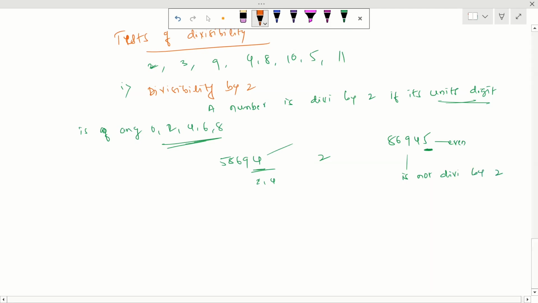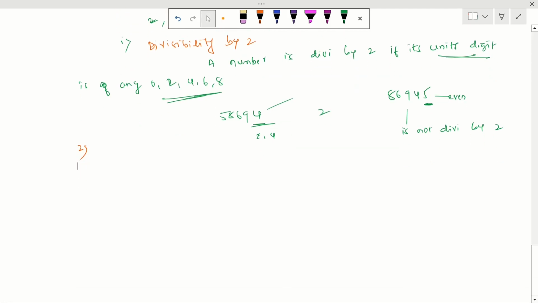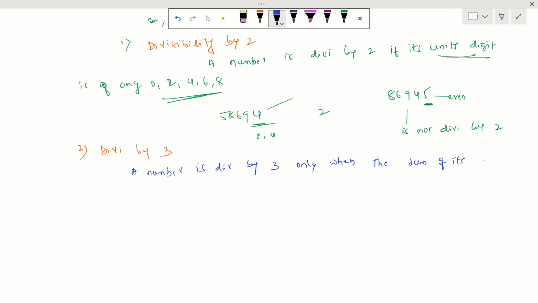Okay, understood. So now the second one we'll discuss is divisibility by 3. When can we say a number is divisible by 3? A number is divisible by 3 only when the sum of its digits is divisible by 3.